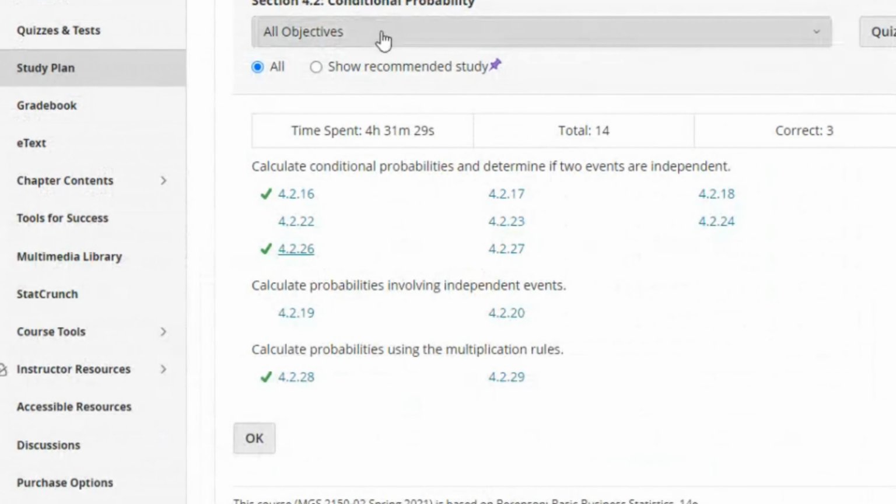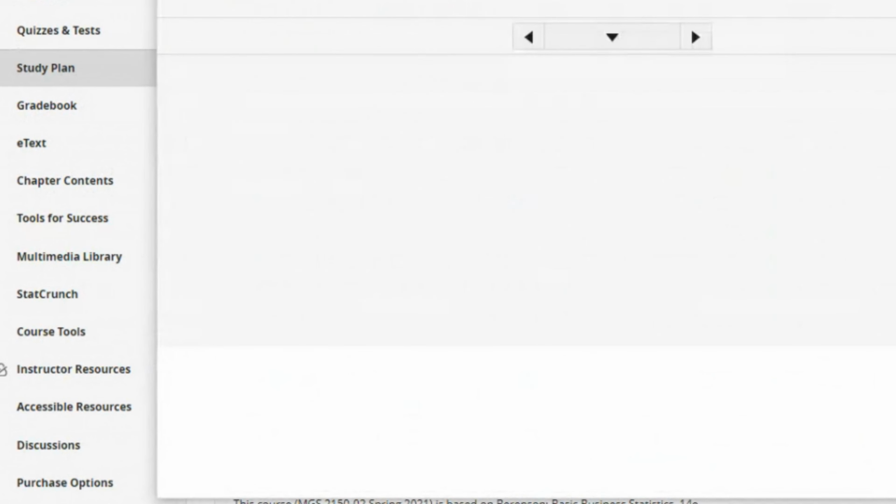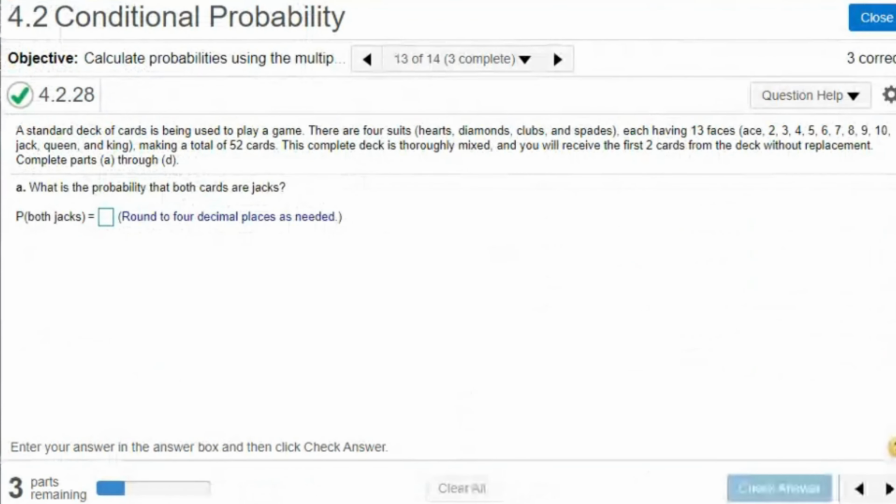Okay, let's look at a more complicated problem. This one deals with a deck of cards and conditional probabilities. A standard deck of cards is being used to play a game. There are 4 suits, hearts, diamonds, clubs, and spades, each having 13 faces: ace, 2, 3, 4, 5, 6, 7, 8, 9, 10, jack, queen, and king, making a total of 52 cards.